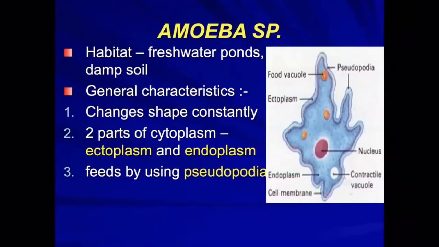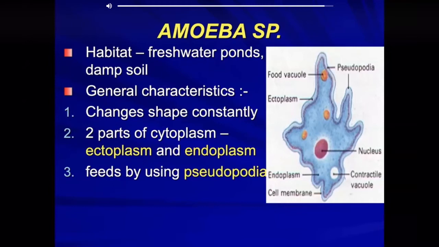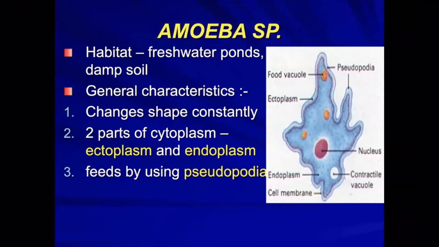Okay guys, so for the first one, we should learn about the structure of amoeba. Okay, so this is how amoeba looks like. So basically, this amoeba, its habitat is in the freshwater pond and also damp soil. Okay, so this is the general characteristic of amoeba. The first one, it can change the shape constantly. Okay, so obviously you see here there is no cell wall, so that's why amoeba cannot have a fixed shape. So that's why it can change the shape constantly.